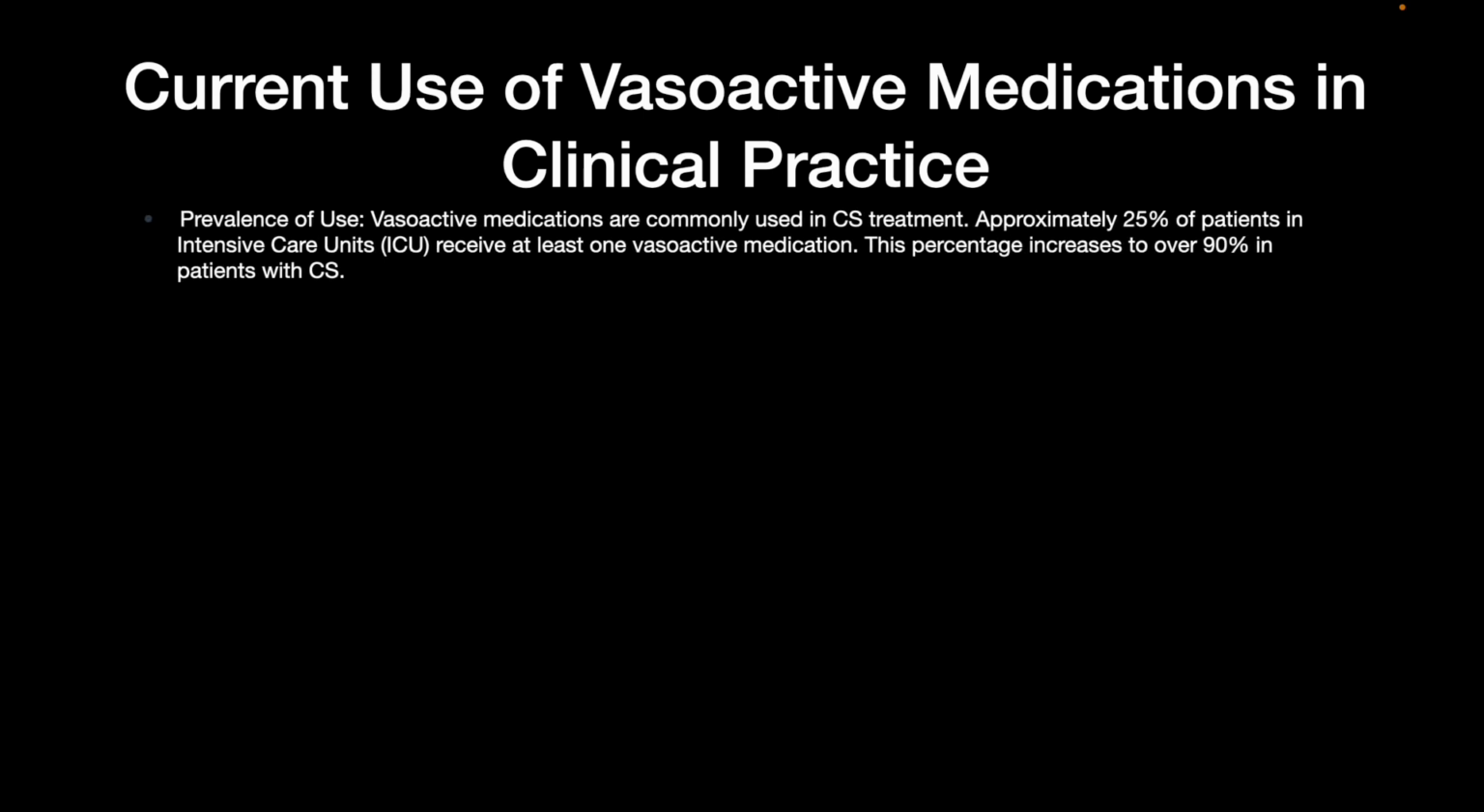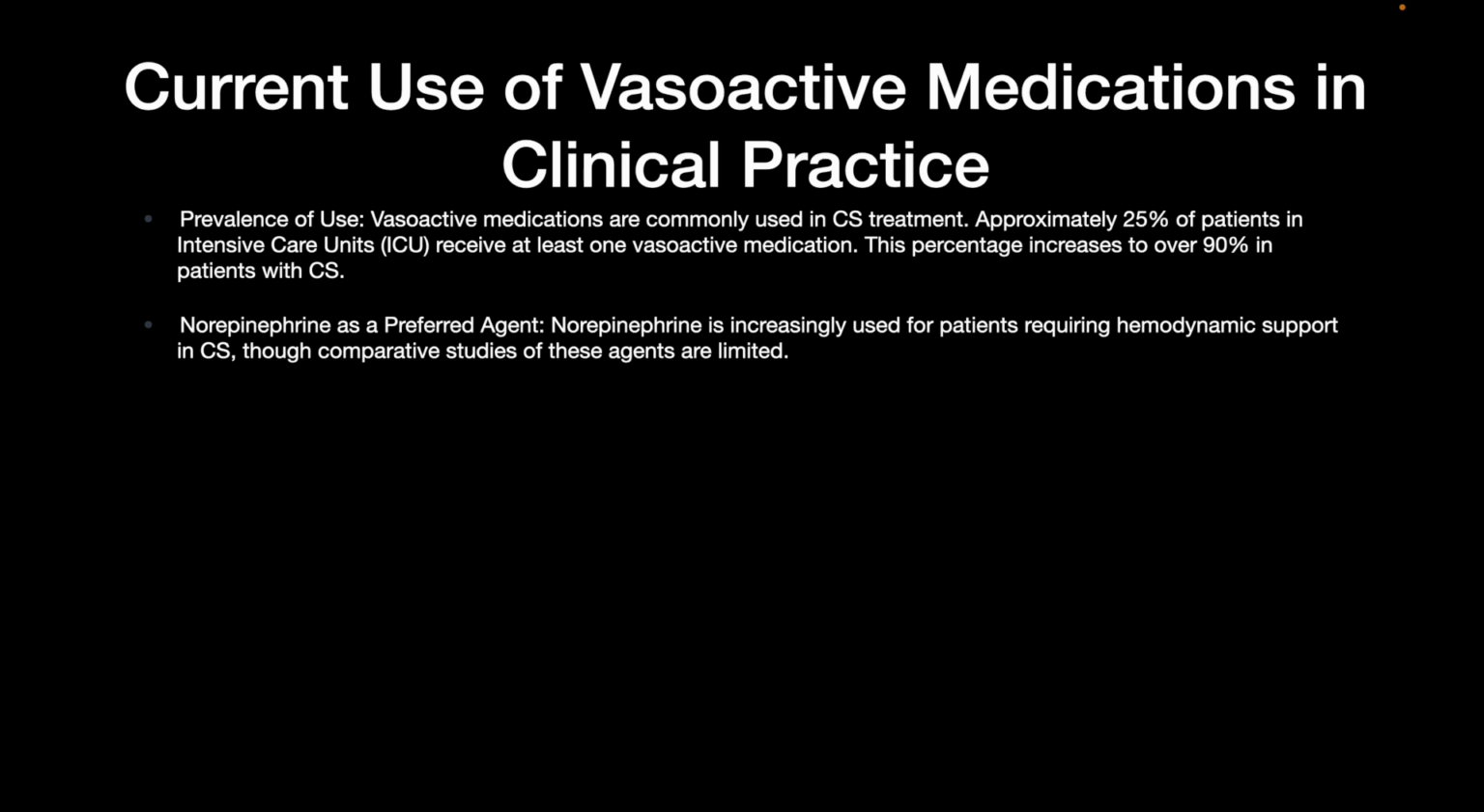Now, vasoactive agents are very important here to maintain the hemodynamics and the perfusion before we do the reperfusion strategy or any specific intervention that will reverse the cause of cardiogenic shock. The prevalence is around 25% of the patients in ICU receive at least one of the vasoactive agents, and the percentage increases to over 90% if the patient is admitted with cardiogenic shock.